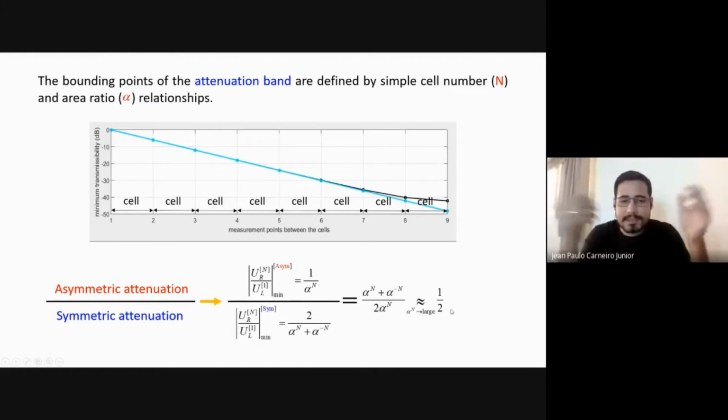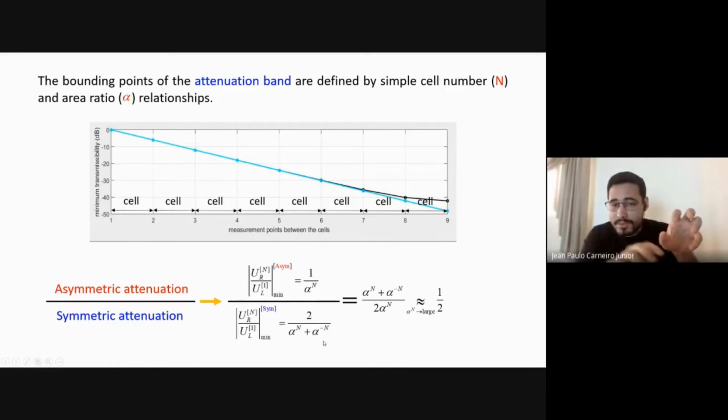So where does this 6 dB come from? Let's look at that frequency, the quarter wavelength, and the minimum transmissibility there. For an asymmetrical structure, the minimum can be written in terms of the area ratio raised to the power of n, which is simple in practical terms. Symmetrical structures can also be defined by a similar expression. So if we make alpha raised to n large, this will tend to be 1/2, or 6 dB.